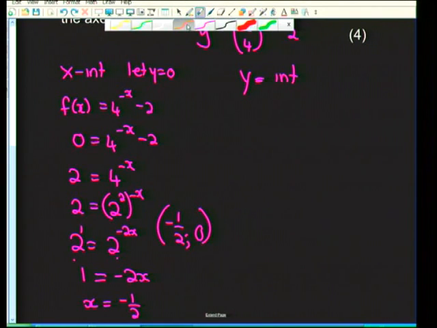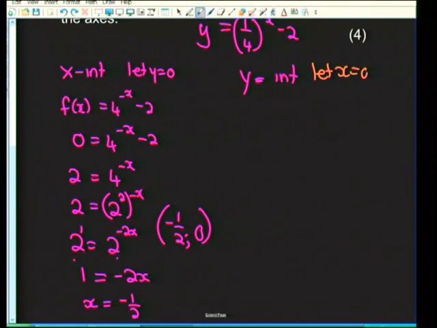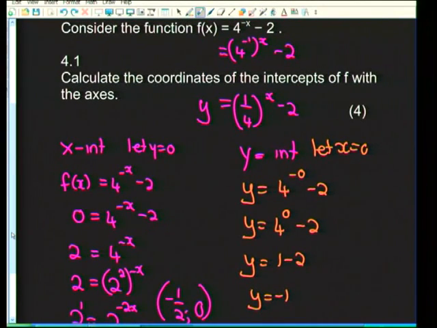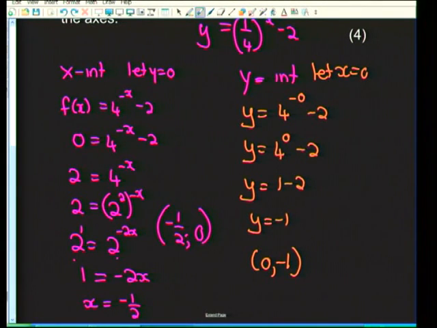Right, let's change our pen, and let's now have a look at how we find the y-intercept. So for the y-intercept, we let x equal 0. Now this is going to be a little bit easier because y is going to equal 4 to the minus 0 minus 2, and we all know that anything to the 0 is going to equal 1. So we're going to get 1 minus 2, which means y is minus 1, which means we have a coordinate 0, negative 1. So have we answered the question? It said calculate the coordinates of the intercepts of f with the axis. Yes, we've done it. Have we written it as a coordinate? Yes, we have. So that's all good. We're ready to go on to the next part of the question.